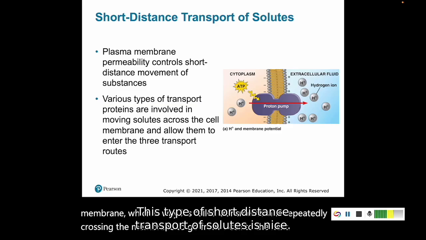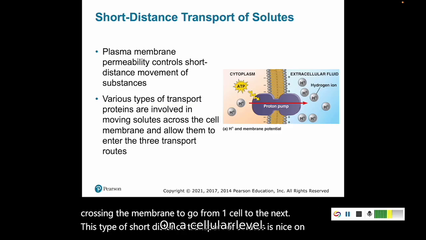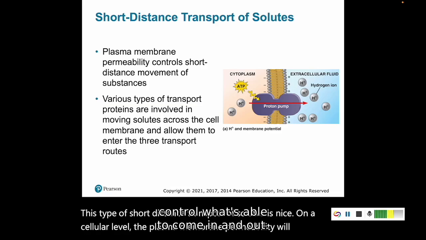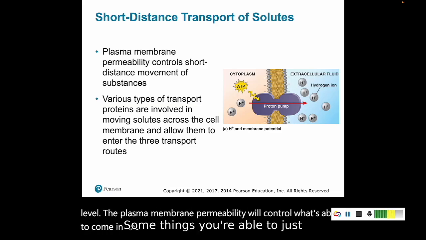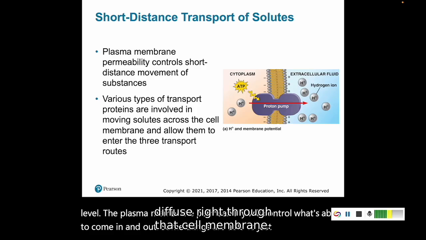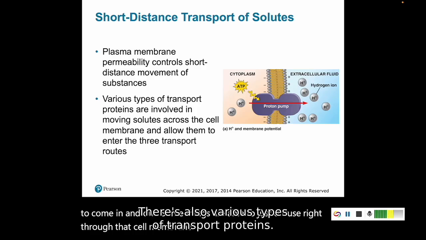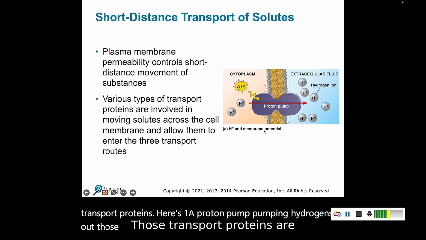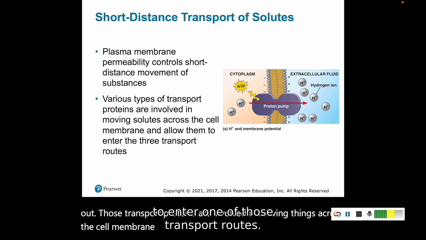This type of short distance transport of solutes is nice on a cellular level. The plasma membrane permeability will control what's able to come in and out. Some things are able to just diffuse right through that cell membrane. There's also various types of transport proteins. Here's one like a proton pump, pumping hydrogens out. Those transport proteins are involved in moving things across the cell membrane to allow them to enter one of those transport routes.